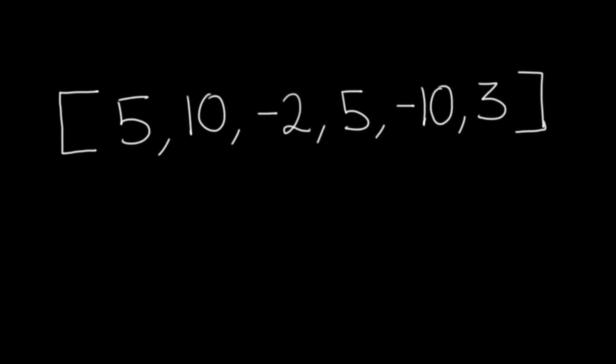Hey guys, welcome back to another video, and today we're going to be talking about the selection sorting algorithm. This algorithm is pretty easy to understand, so let's look at an example to see how it works. Let's say we're given this unsorted array consisting of the numbers 5, 10, -2, 5, -10, and 3. So our task is to sort this using the selection sort algorithm.